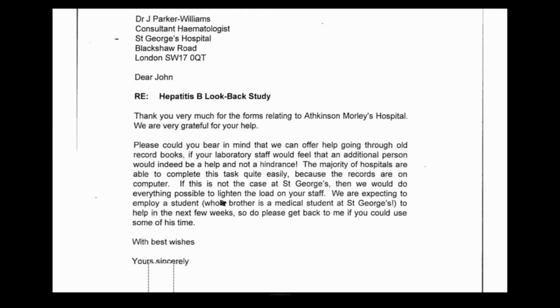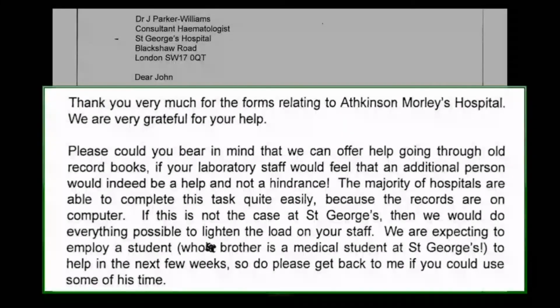Thank you very much for the forms. Please could you bear in mind that we can offer help going through old record books if your laboratory staff would feel that an additional person would indeed be a help and not a hindrance. The majority of hospitals are able to complete this task quite easily because the records are on computer. If this is not the case at St George's, then we would do everything possible to lighten the load on your staff. And they were expecting to employ a student who might be used for it.